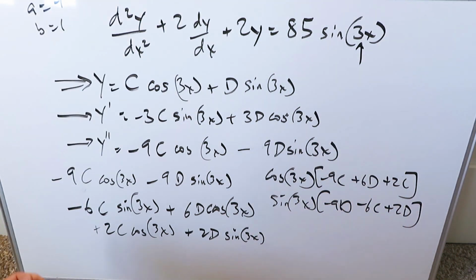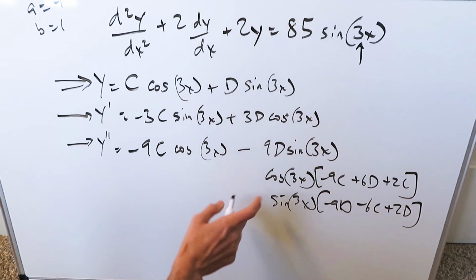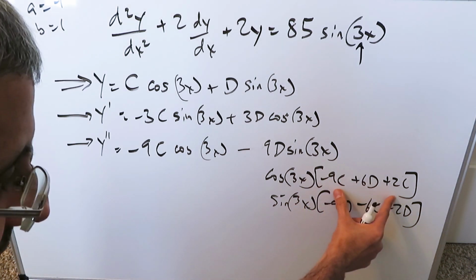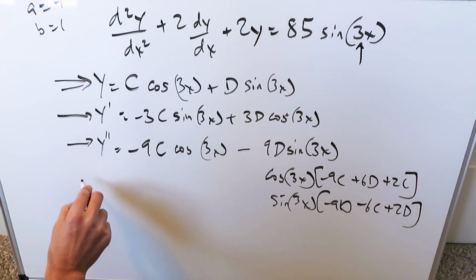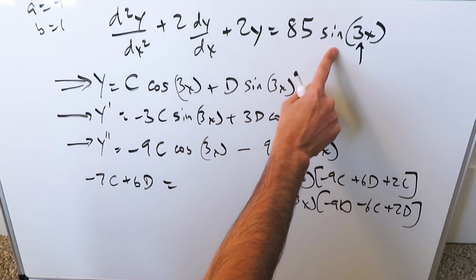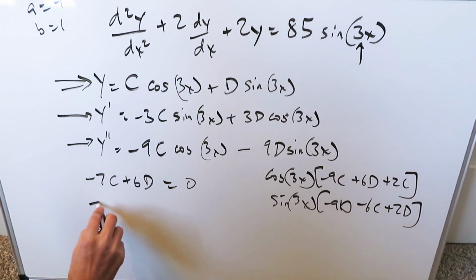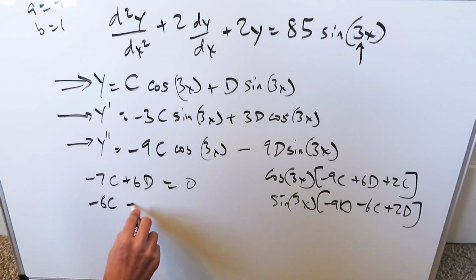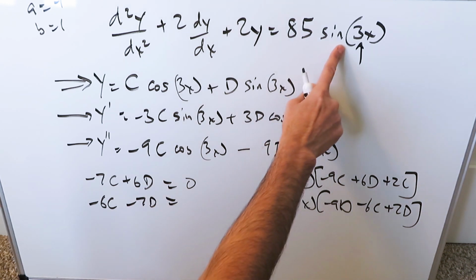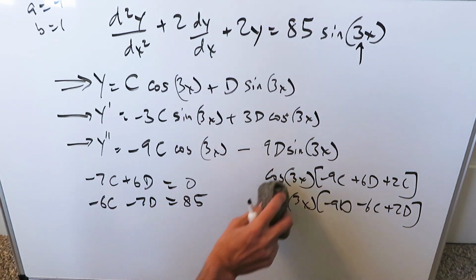Now we'll start doing our computations. I'm going to remove this because I don't need to see it any further. When I look at my cosine 3x terms and I simplify this, I have here a minus 7c plus 6d is equal to what? There's no cosine term over here, it's equal to 0. When I look here at my sine 3x terms, I bring these together. What do I have? I have a minus 6c and then minus 7d is equal to what? The sine 3x coefficient, which is 85. These are my systems of linear equations, which I will work with.